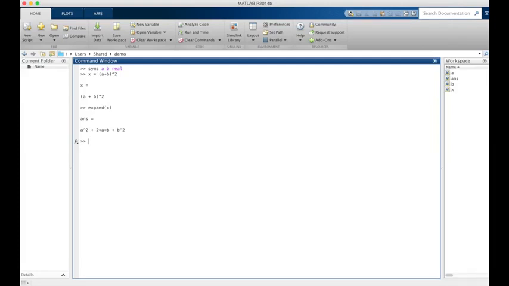For example, if we define the following y, we see that Matlab automatically simplifies the expression for us. We can further use trigonometric functions as well. For example, we can define z equals sine squared of a plus cosine squared of a.